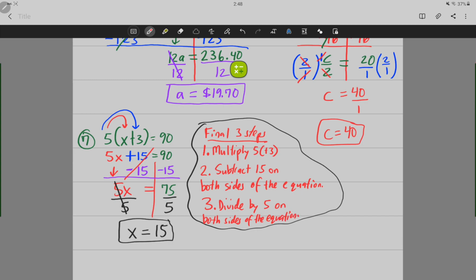So this is the answer you're looking for. We have to write the final 3 steps, which was number 1, just highlight it again. Multiply 5 times positive 3. Then our step 2, highlight that. Subtract 15 on both sides of the equation. And our last step was step 3, which was here. Divide by 5 on both sides of the equation.